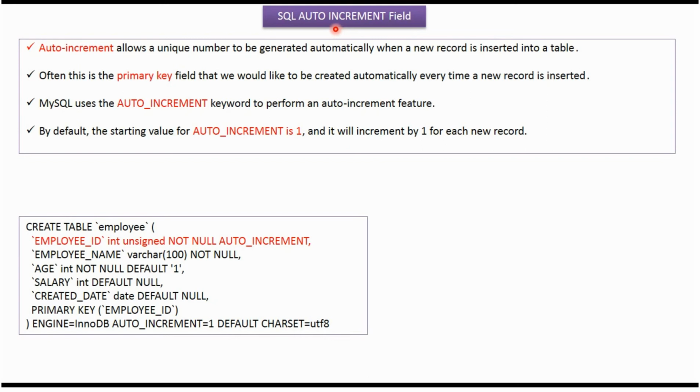In this video tutorial I will explain the auto-increment field in SQL. Here you can see the employee table, and it has an employee ID column which is the primary key, and in this column the auto-increment keyword is applied. So whenever we insert one record in the employee table, a unique value will be generated automatically for the employee ID column, and by default the auto increment is 1. So whenever we insert one new record in the employee table, it will be incremented by 1. We will see the example now.